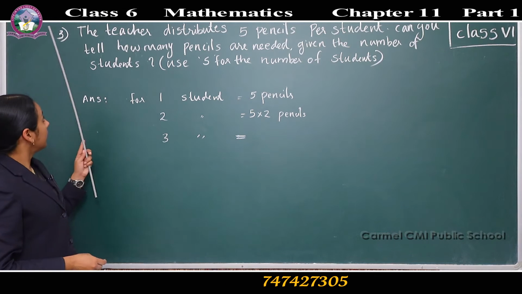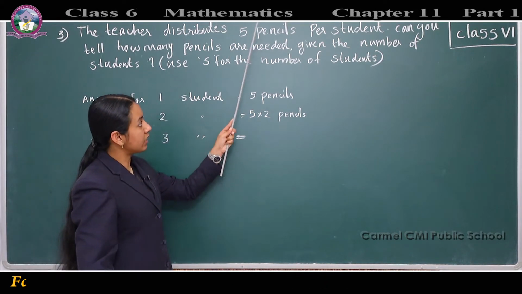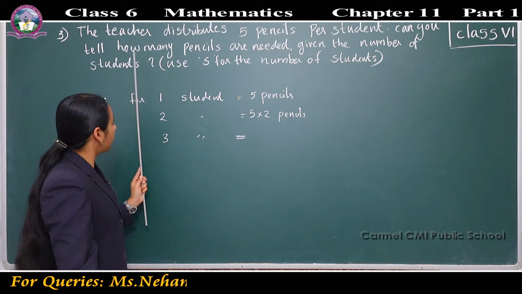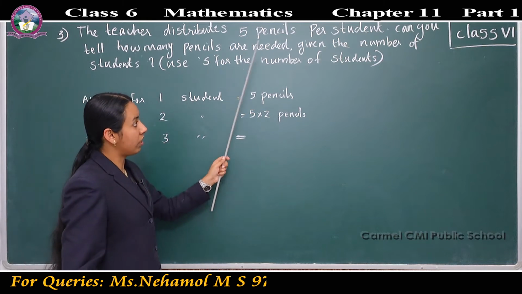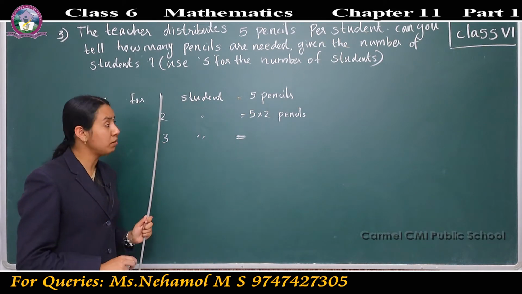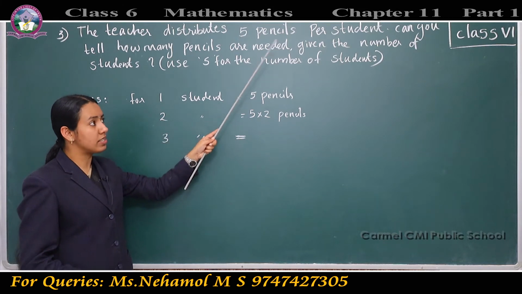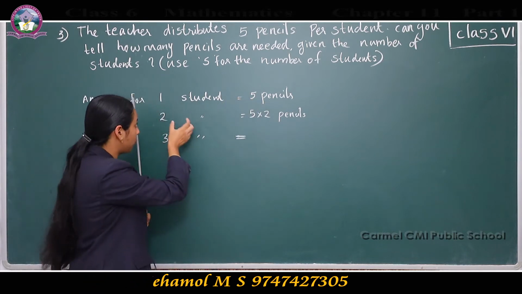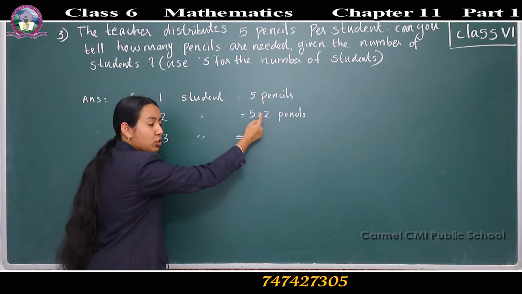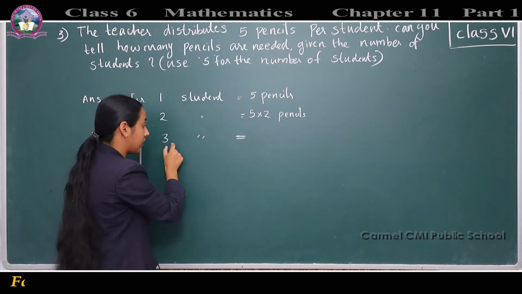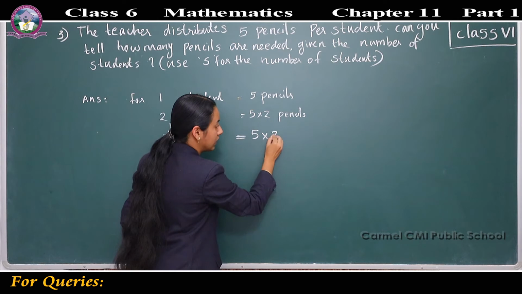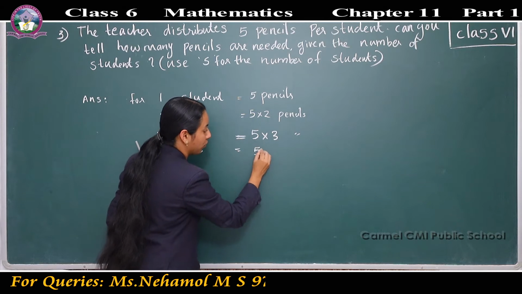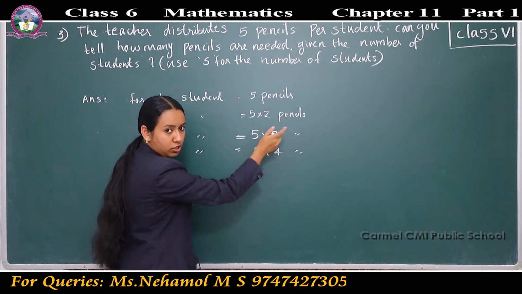Next question. The teacher distributes 5 pencils per student. Can you tell how many pencils are needed given the number of students? Use s for the number of students. What is the question? The teacher distributes 5 pencils per student. So, for one student, 5 pencils. Then for 2 students, how many pencils? 5 into 2 pencils. Then for 3 students, 5 into 3 pencils. Then for 4 students, 5 into 4 pencils. 5 fours are 20 pencils.